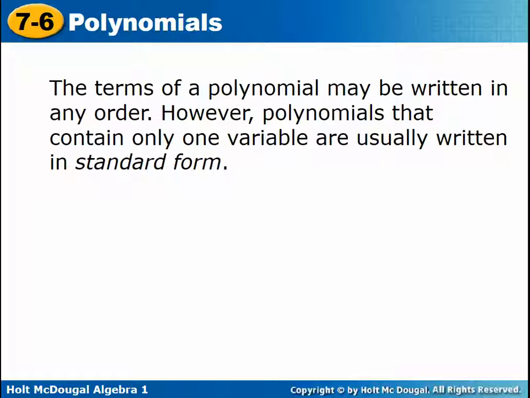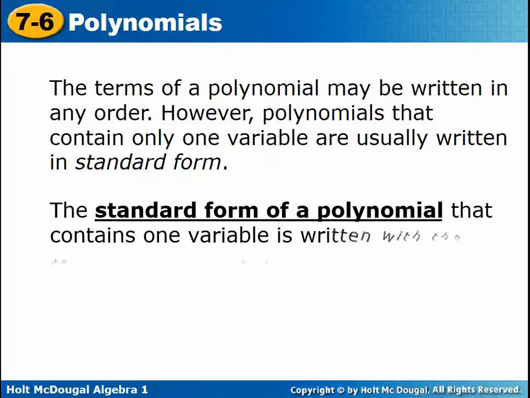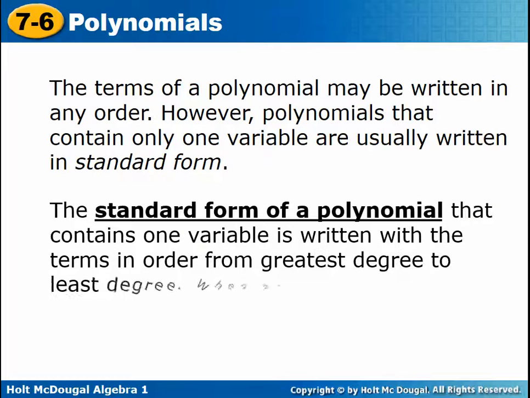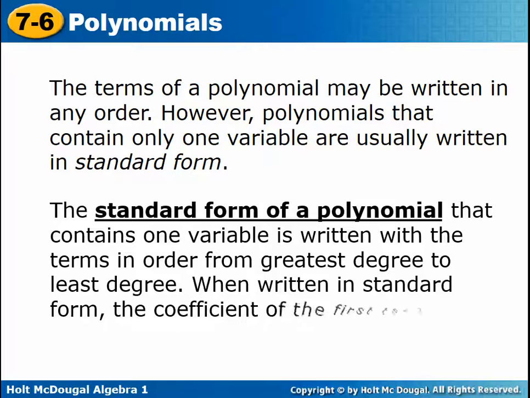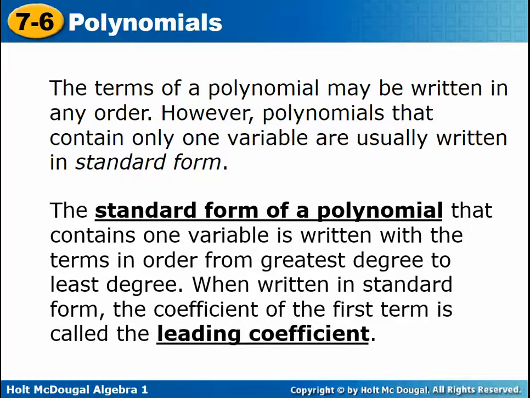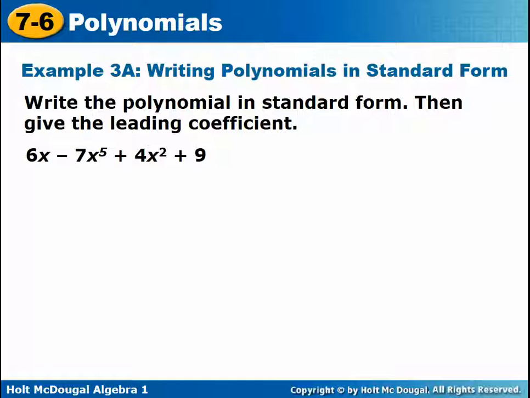The terms of a polynomial may be written in any order, but if you want to write it in standard form, then you write it in descending order, which means that the highest degree would go first, and then the next lowest degree and the next lowest degree, ending up with any constants. When you write it in standard form with the highest degree term first, the coefficient, which is the number in front of the variable, that's called the leading coefficient. And you'll often have to identify that.